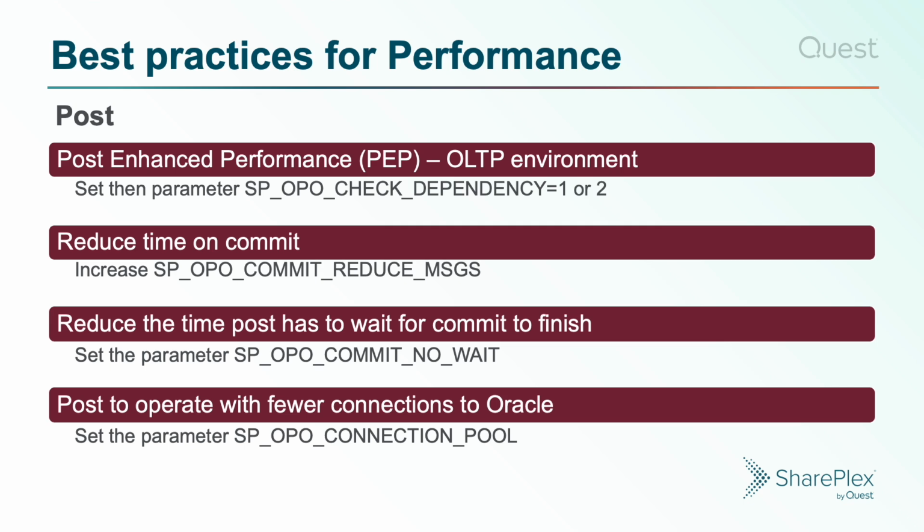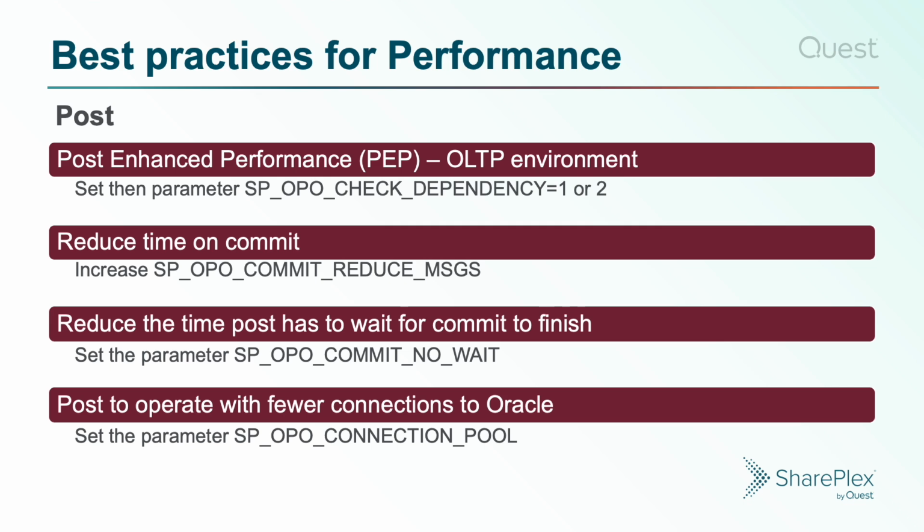How does PEP work? PEP checks the dependency in the queue messages and allows the non-dependent messages to be processed without waiting for the previous commit to finish. This improves the post speed without compromising data integrity. You can set this parameter to 1 to invoke this feature. And if you set it to 2, it invokes this feature, plus it enables the delete cascade feature.